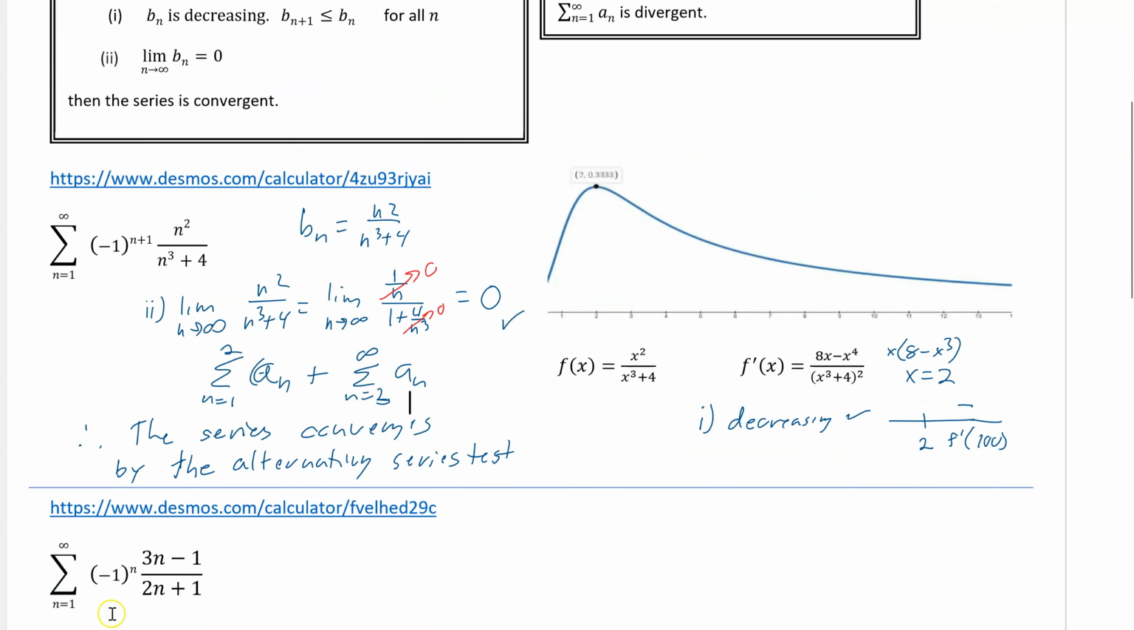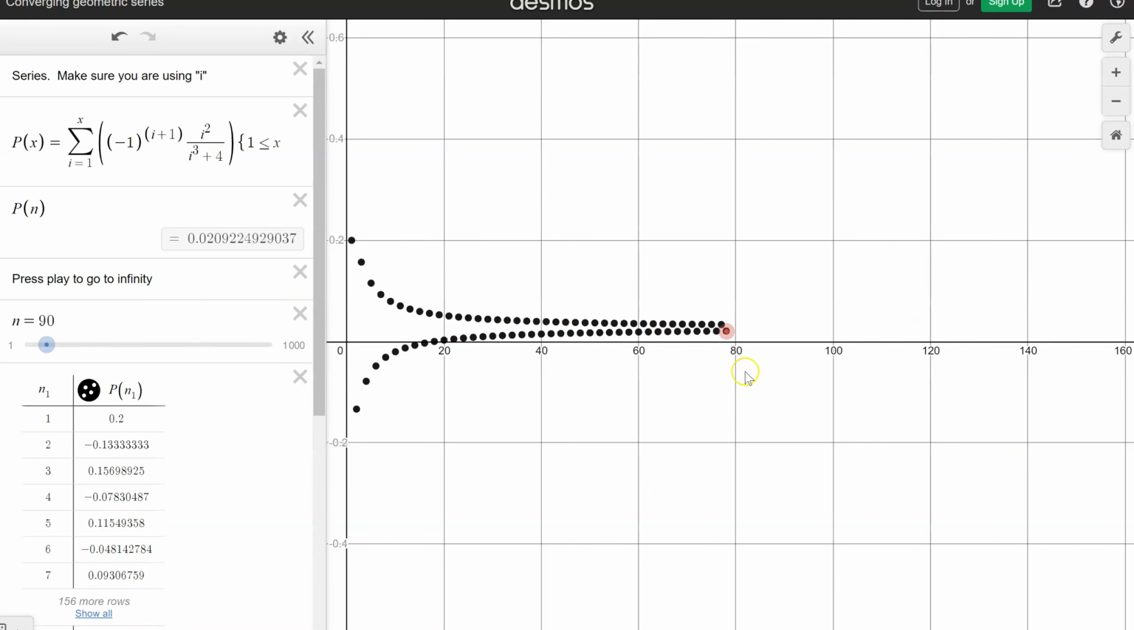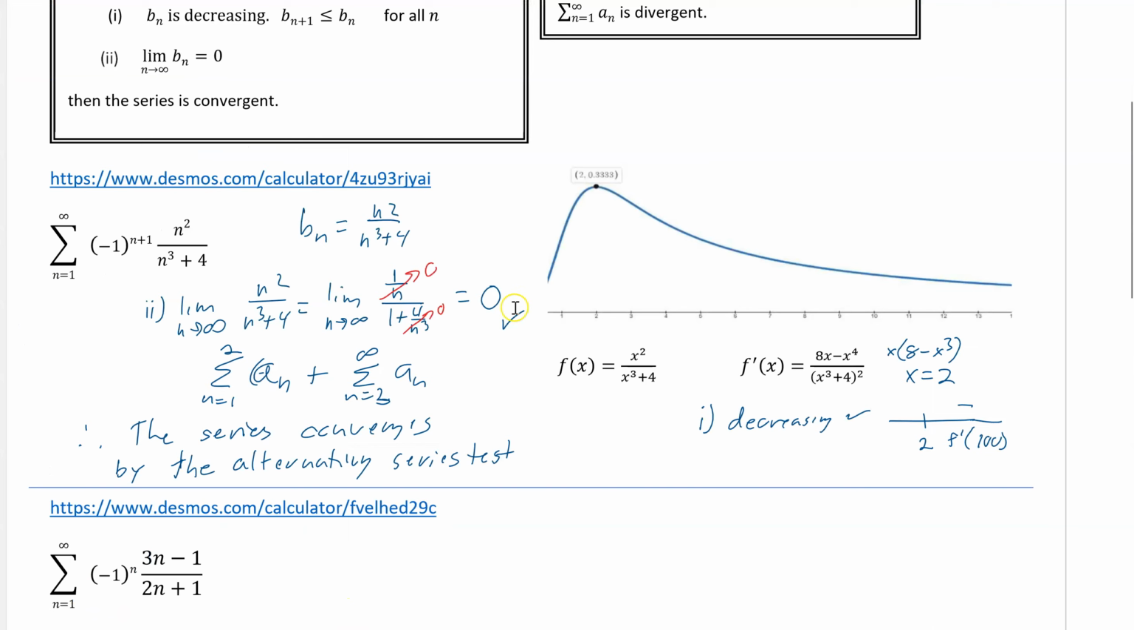Let's take a look at how it looks with Desmos. So if I push play, you can see how it alternates between the two, but it is eventually converging. Let's take a look at another one.